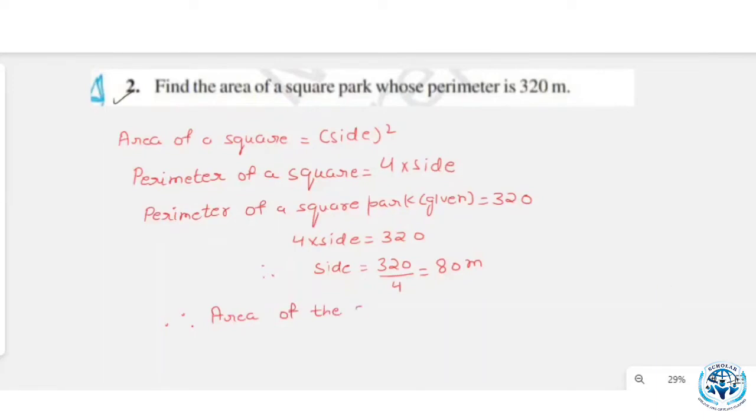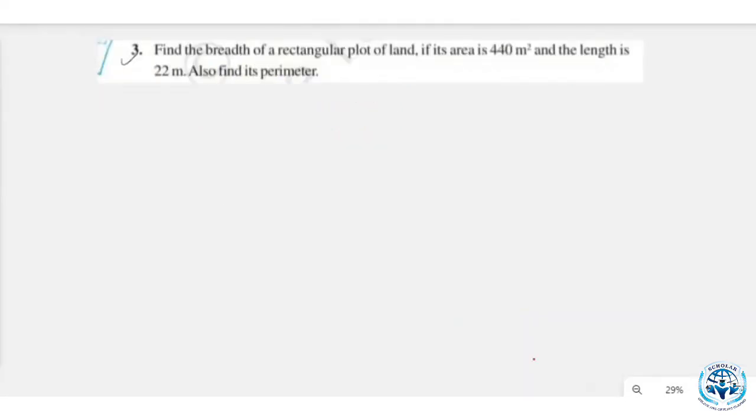Okay. Now we can easily find out the area of the square park as we know the side. Area is side square, that means 80 into 80. Area of the park is 6400 meters square. Third question, find the breadth of the rectangular plot of land if its area is 440 meters square. Length is 22 meter.